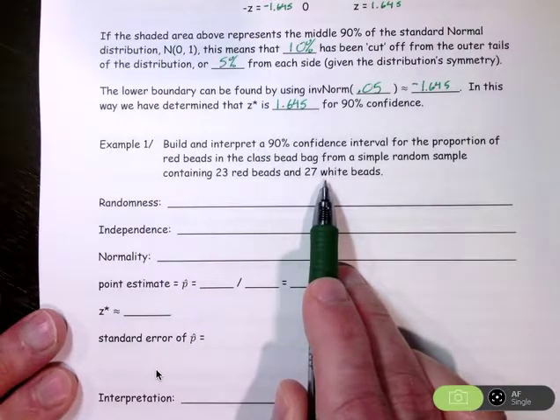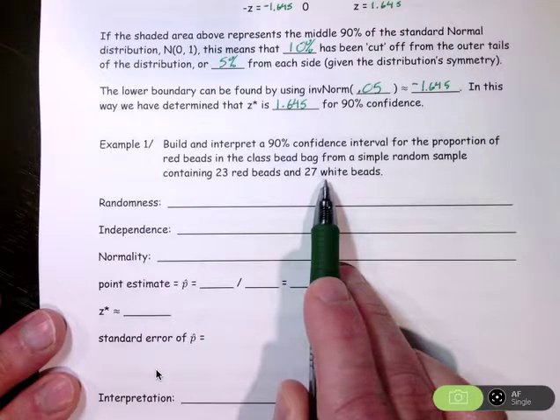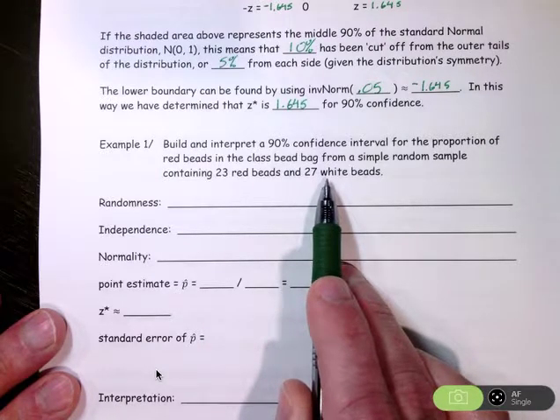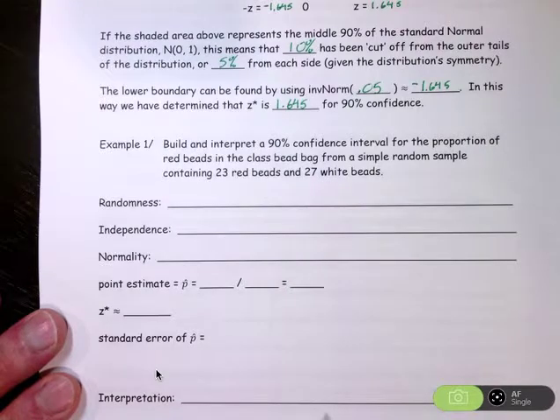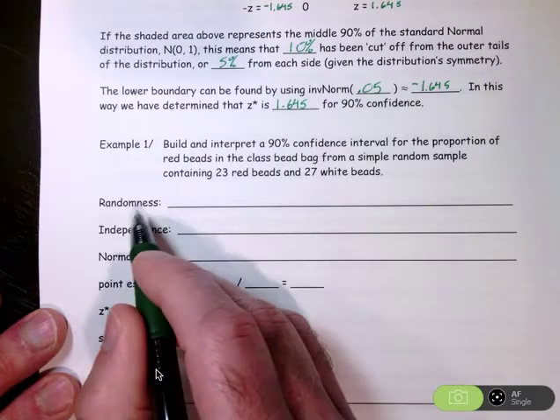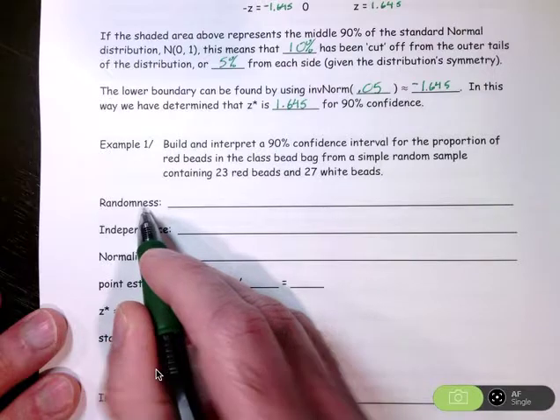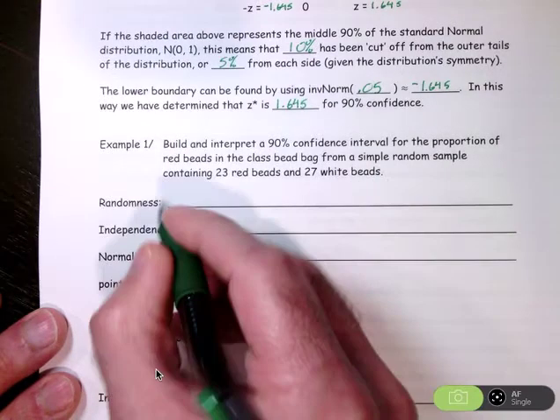So first we need to check the conditions. These conditions will allow us to build our confidence interval because these verify that the sampling distribution that we've studied for sample proportions is appropriate or is usable here. So we need a random sample, and I can see that we have used a simple random sample.